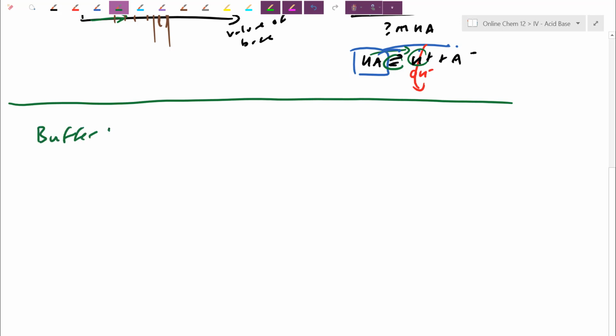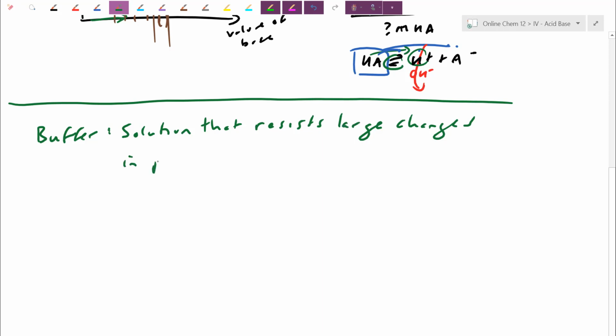First thing you want to do is be able to define what a buffer solution is. A buffer is a solution, as we see in that titration curve, that resists large changes in pH when small amounts of acid or base are added.